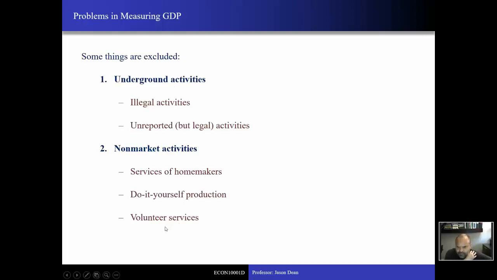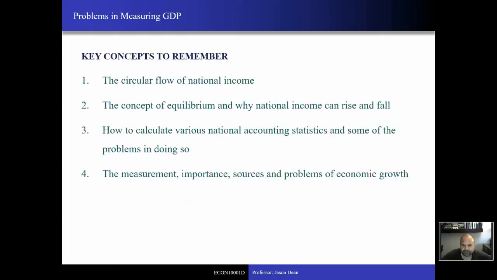But if these things remain relatively stable over time, then if we're looking at the percentage change in GDP over time, then the measure of growth is going to be pretty valid. So just in terms of a summary, we looked at 4 different main topics here. We looked at the circular equilibrium. We looked at the concept of national income accounting. Basically, we looked at how to use the expenditure and income approach to estimate GDP. And we looked at some important measures of economic growth.